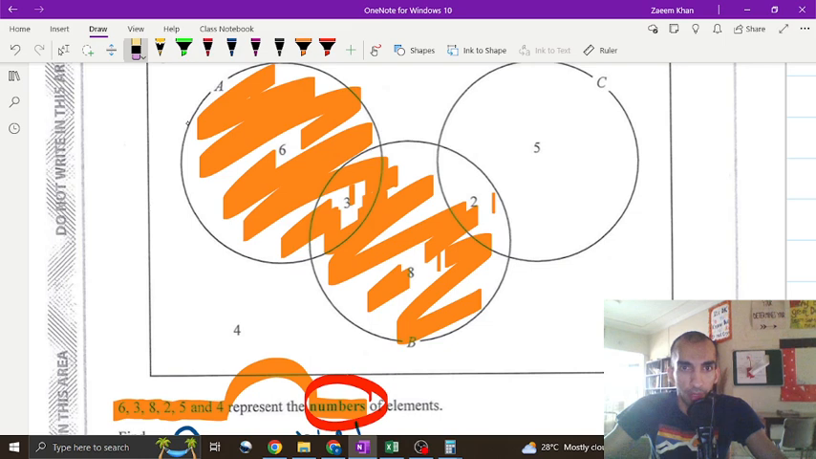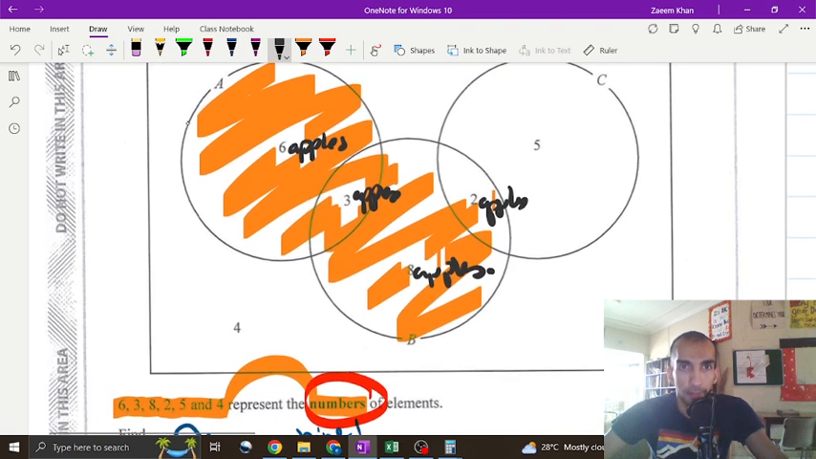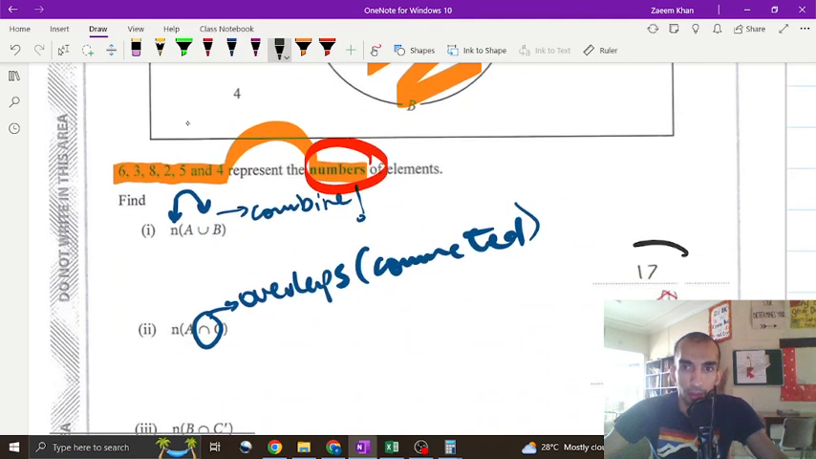Brother, what if I were to tell you that instead of just random numbers, this represents 6 apples, this represents 3 apples, this represents another 2 apples, and then 8 apples? How many elements in total? Does this make sense? 19. You were almost there. Your answer should have been 19.